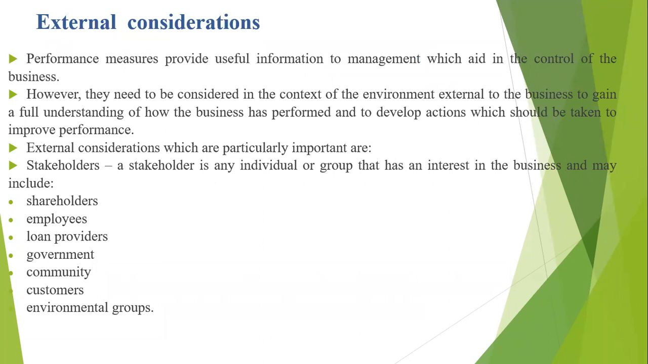And finally, the external consideration. So having discussed these financial and non-financial performance indicators, even including a model, now we are going to look at some of the aspects you may need to consider when you are designing or developing a performance measurement system for an organization. The performance measures provide useful information to management which aids in the control of the business. So it helps to know to what extent you are achieving the objectives of the organization. However, they need to be considered in the context of the environment external to the business to gain a full understanding of how the business has performed and to develop action which should be taken to improve the performance.